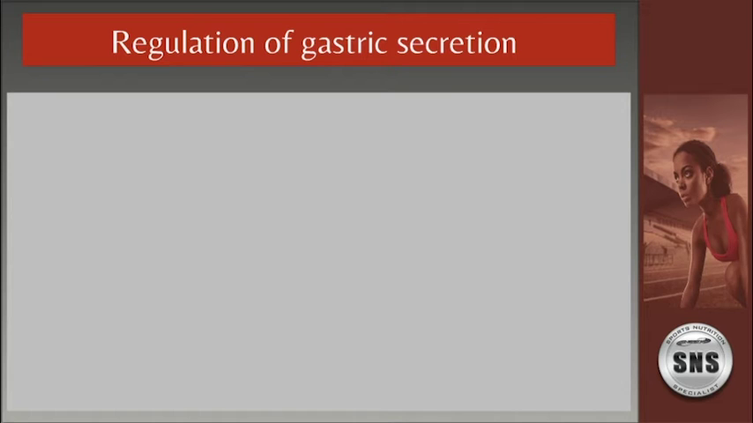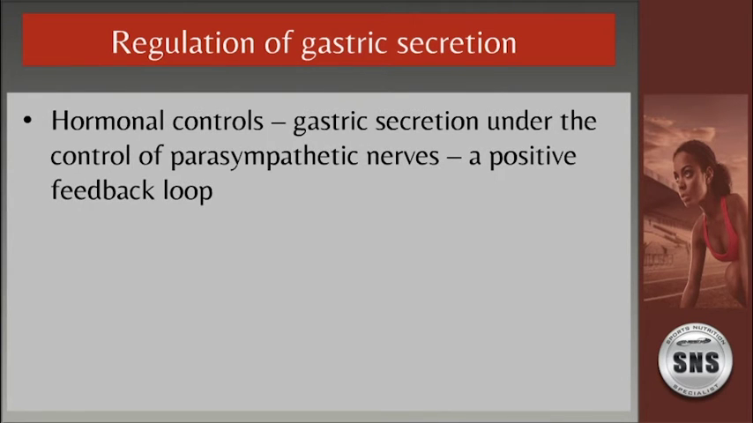The regulation of gastric secretion and activities is done both by nervous system and hormonal mechanisms, and food moving along the oral cavity in the esophagus stimulates parasympathetic nerves to activate the secretion in gastric glands, and the gastric hormone from G cells in turn stimulates the gastric glands for more activities, and this is what we call a positive feedback loop.